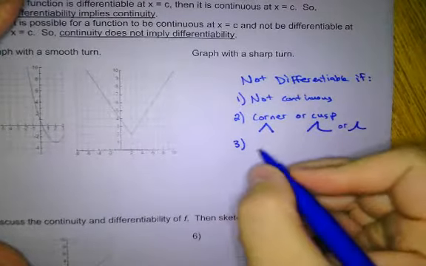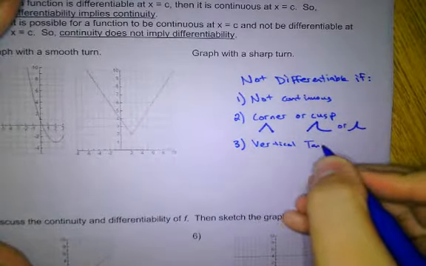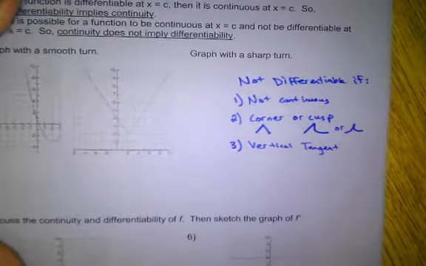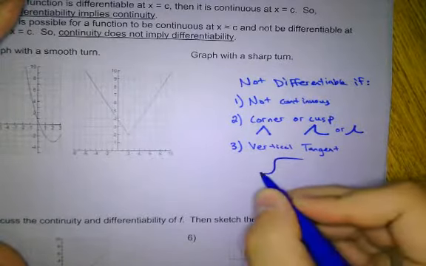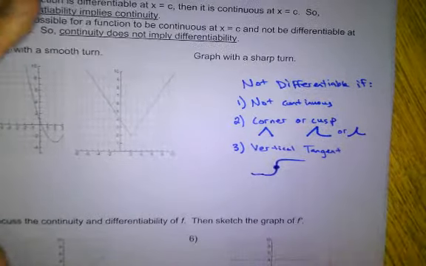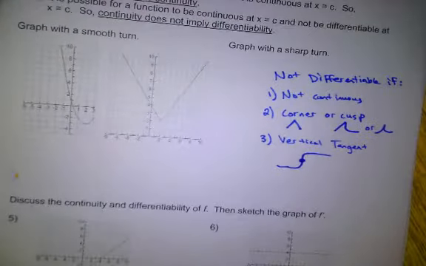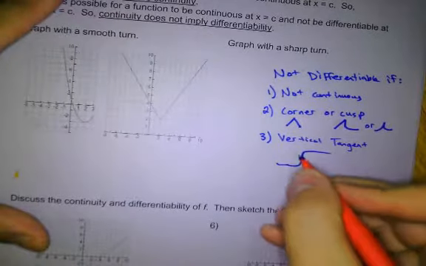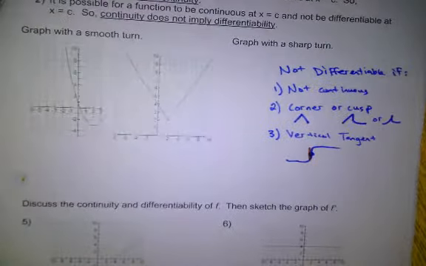And then the last one is going to be a vertical tangent. So it looks like this. If you get a function that has a vertical tangent like that, it's not differentiable right there. Because let's say that the tangent line is perfectly vertical. So that tangent cannot be vertical. So it's only differentiable if you have nice smooth turns and everything.